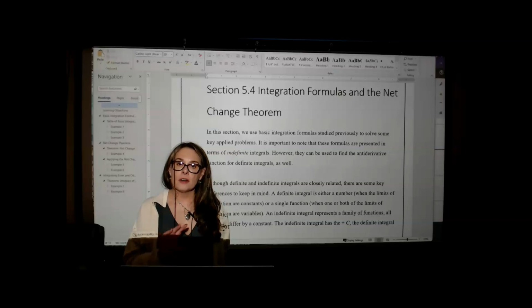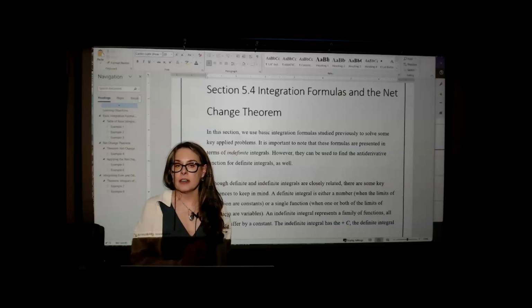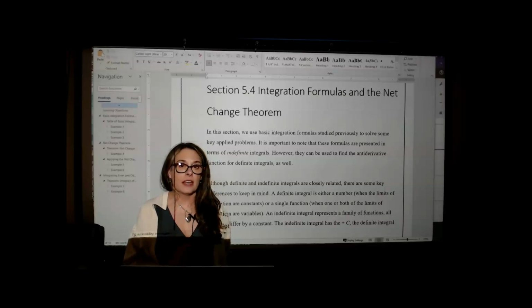Do recall that there are differences between the definite integral and the indefinite. The indefinite integral gives you an antiderivative function up to a constant of integration plus c. The definite integral gives you a finite real number, which represents the area between the curve and the x-axis over that closed interval in the limits of integration. Again, this is net area.